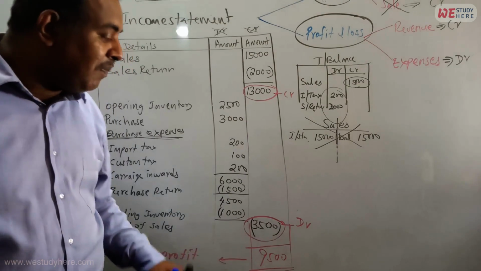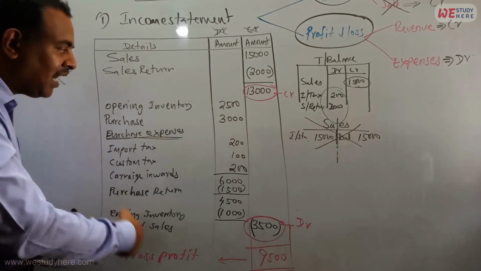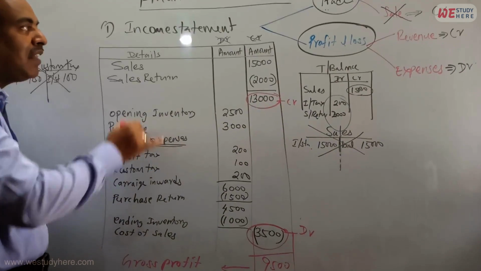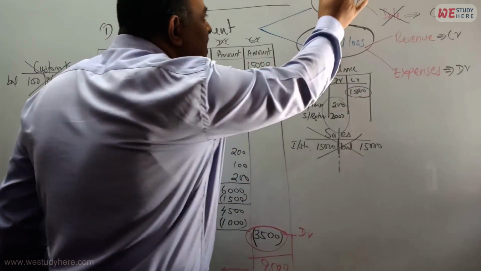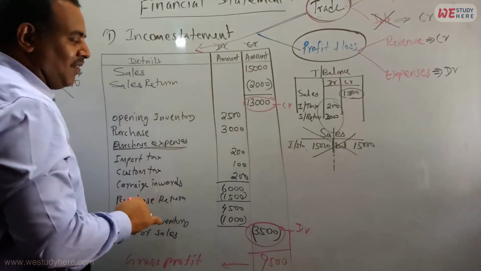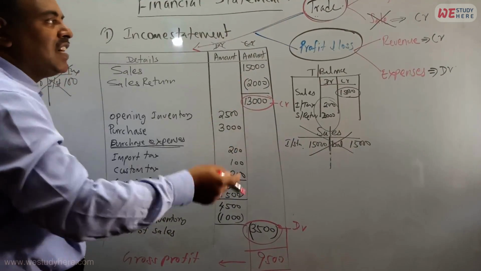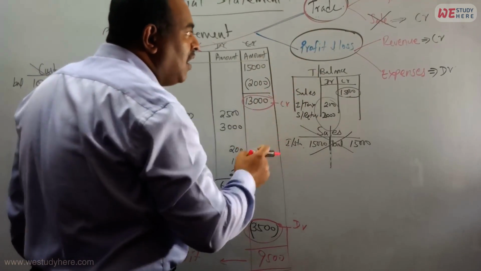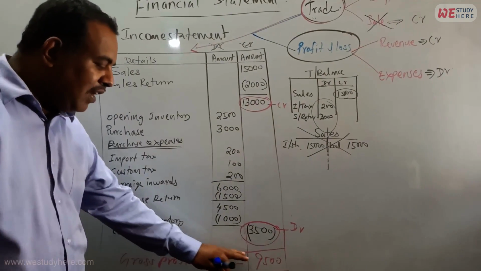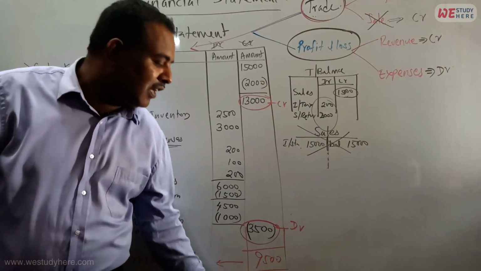Basically, we have discussed all together here, not the whole income statement, but a part of the income statement, the trade account, only the portion that we discussed now. Clear? Next we have to discuss the profit and loss account. From here, we have to continue with the profit and loss account.